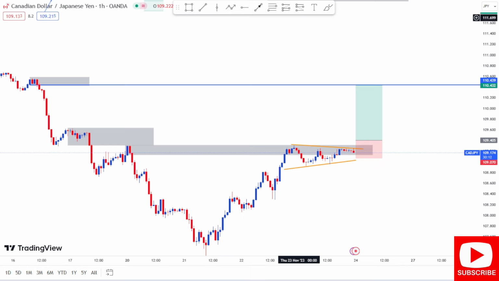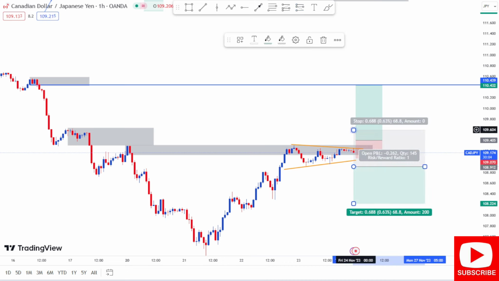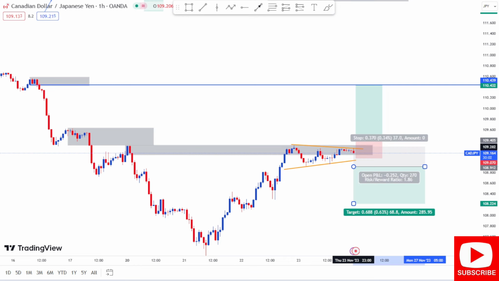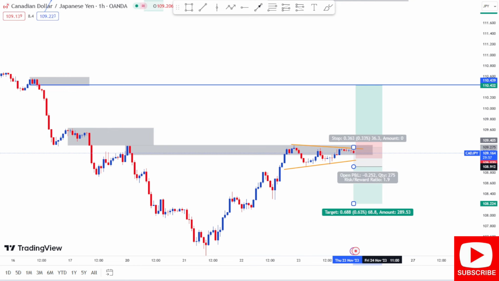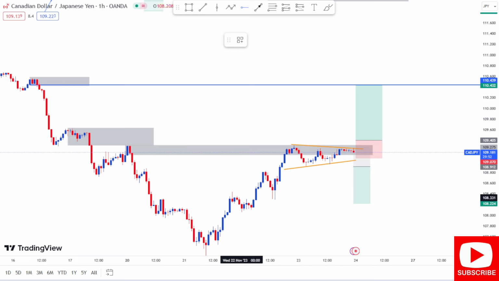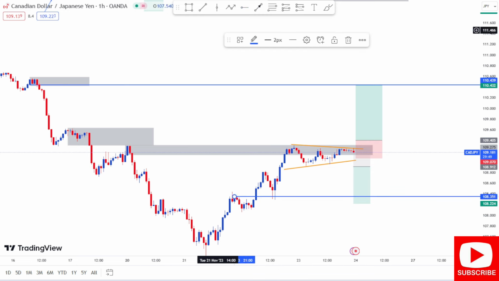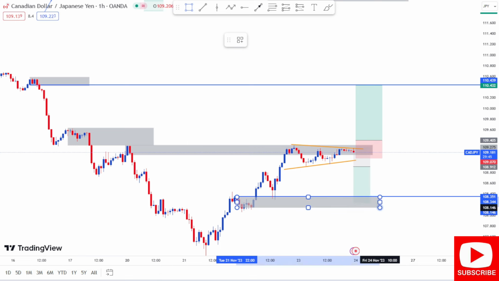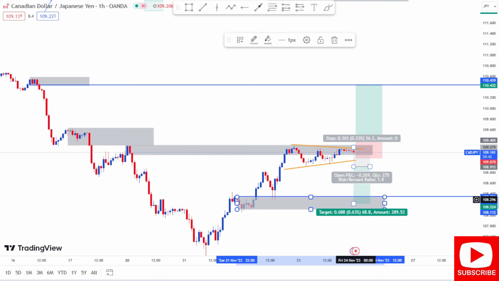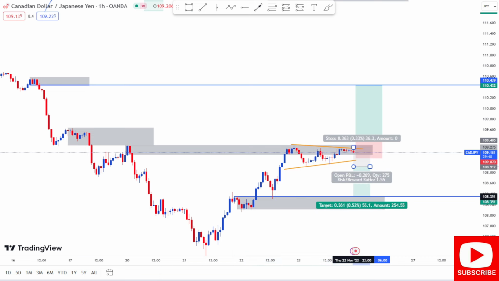And to the downside, I am going to be taking my trades after the break of the trend line to the downside. Stop loss slightly above the top of the trend line, and my take profit is going to be this zone right here, because we are having more like a rally base rally in that zone. You can see this whole zone right here is going to be my take profit, bagging about 56 pips.